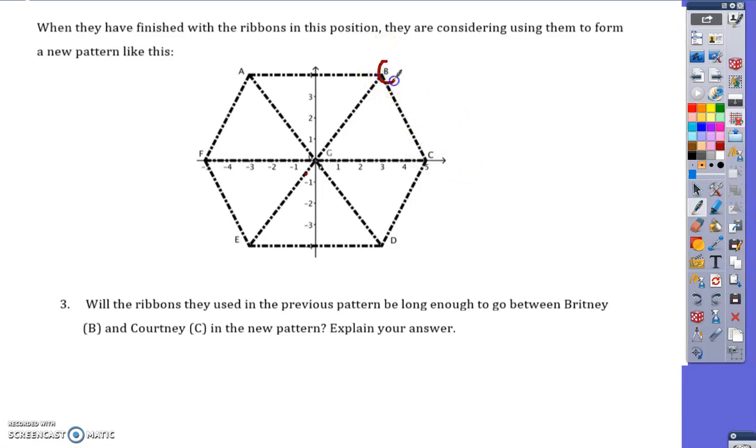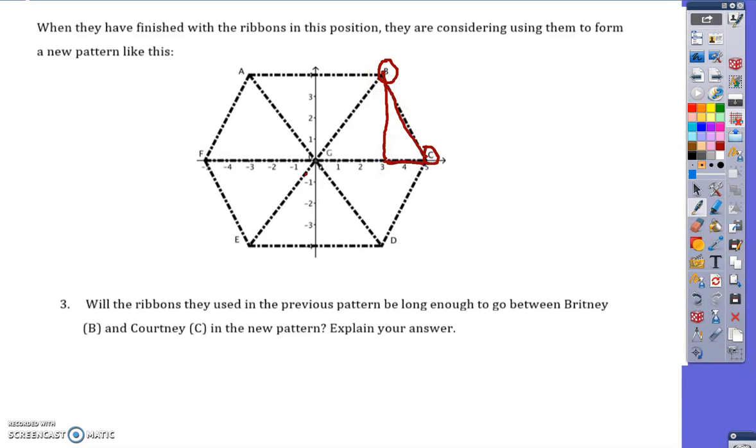We're trying to find out how far apart these two are. And so I'm trying to think of what I could do to figure that out. I'm going to go ahead and drop a line straight down, and it looks to me like Brittany's position is at 3, 4, and Courtney's position is at 5, 0. So I could probably use that to help me. Oh, look, what I might have just created.